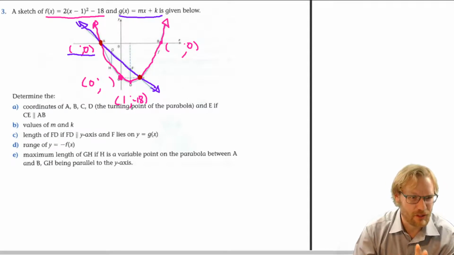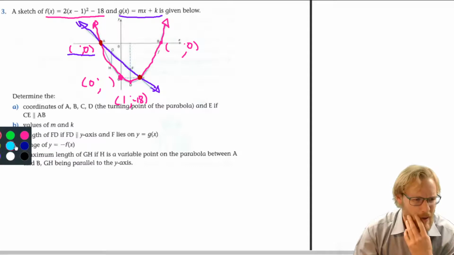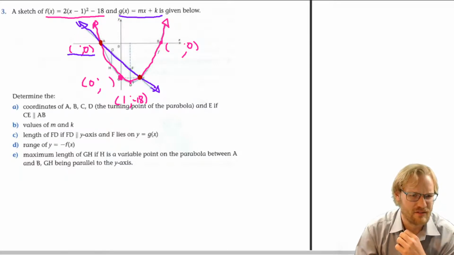So probably go off and try and do these questions if you haven't, and see if those bits of information help. Okay, but let's run it. Coordinates of A, B, C, D. D tells us is the turning point. And E, if CE is parallel to AB. If CE is parallel to AB, it just means that they've got the same y value.